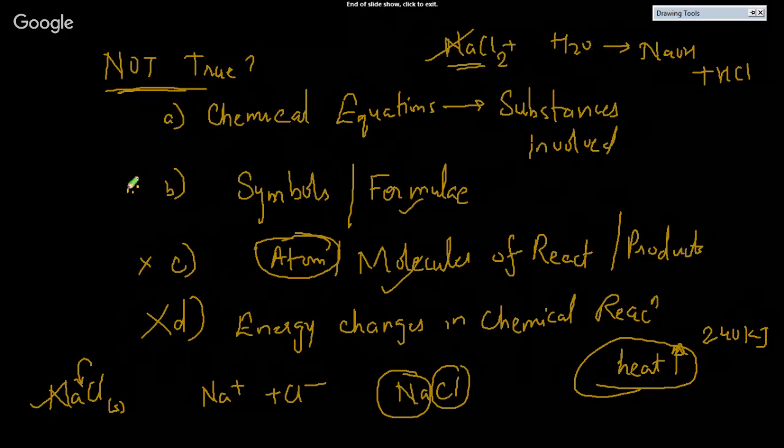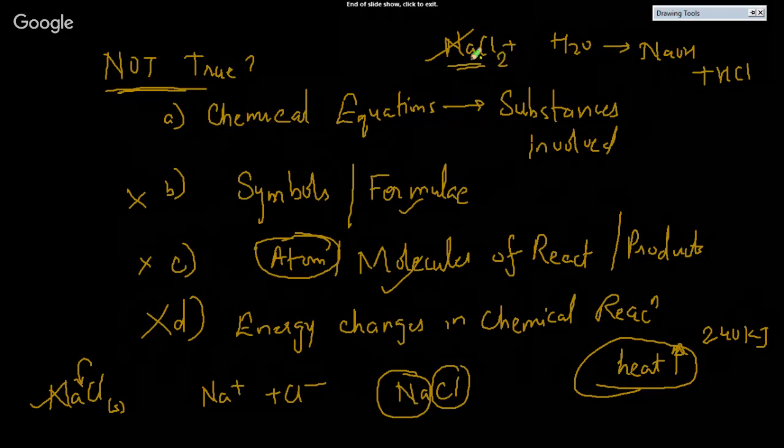So to your surprise, option B also is not correct. Please understand this. I'll reread this and explain it one more time. A chemical equation informs us about the symbols and formulae of substances involved in a reaction. It is not the chemical equation that tells us, it is the formulae that tell us about the chemical equation. So if we have the formulae right, then the chemical equation is right.